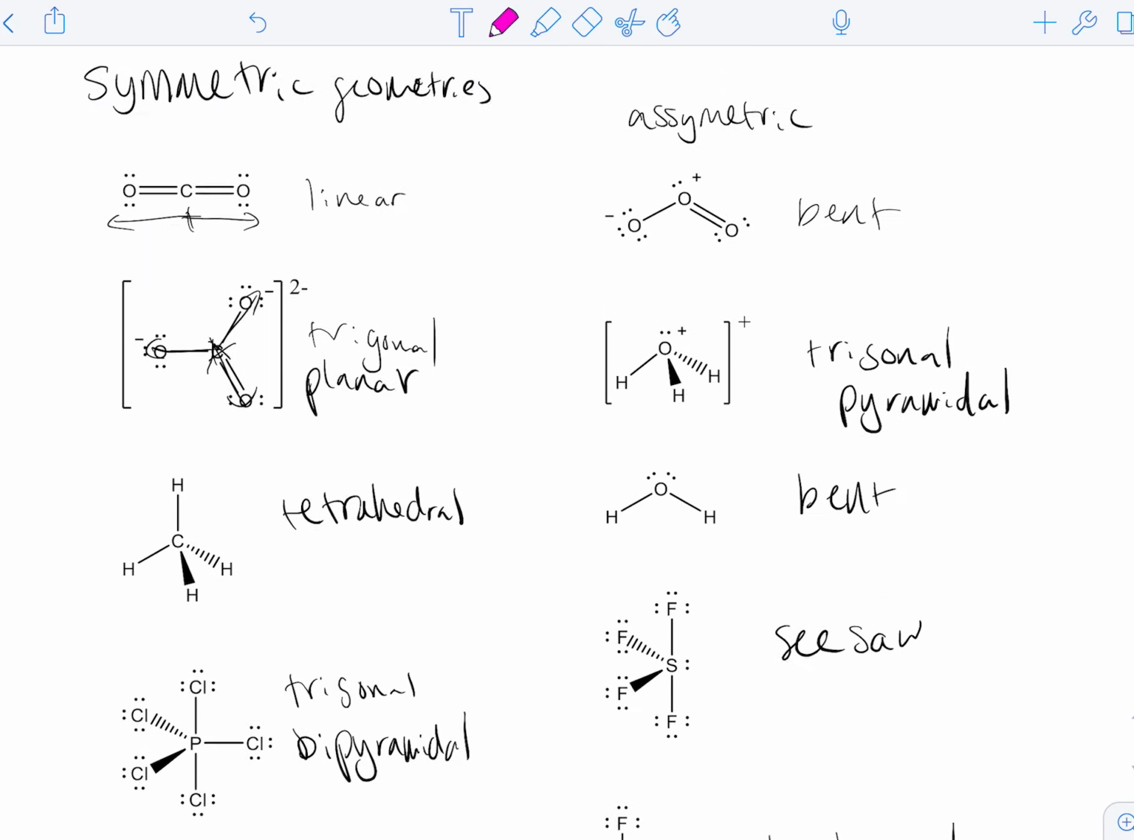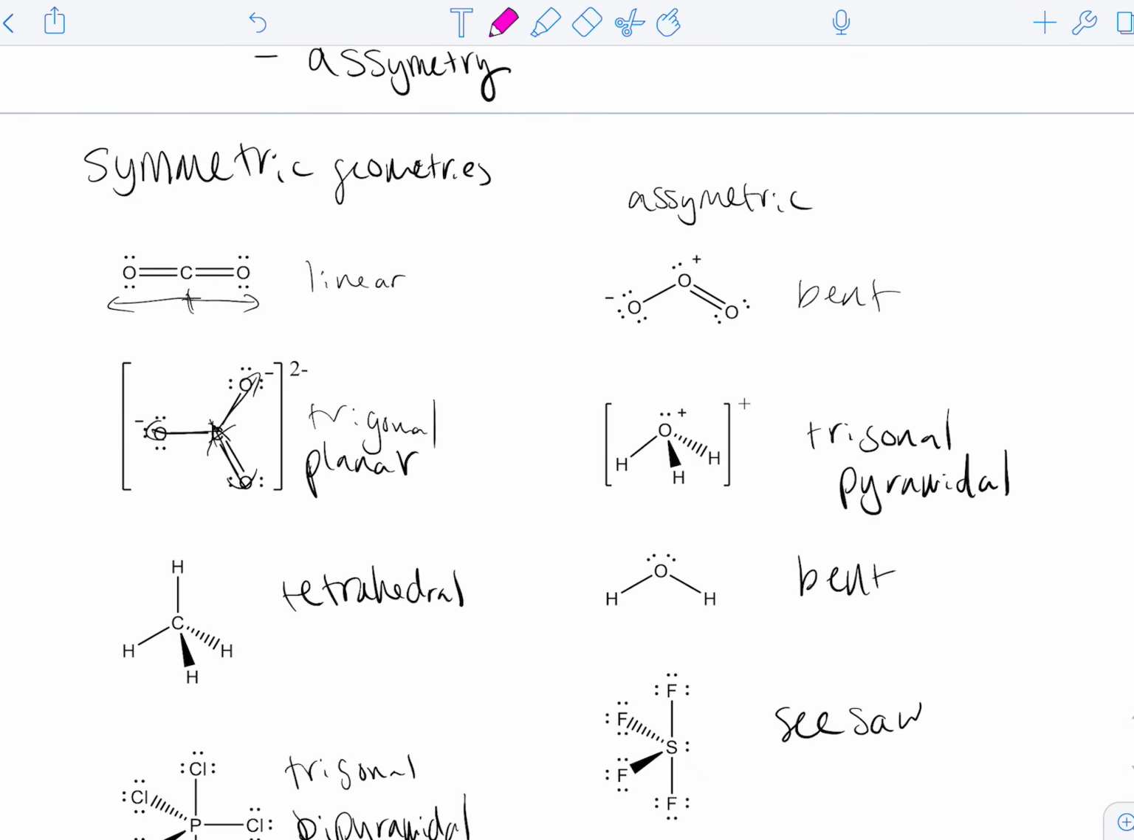And it's because we can get a dipole. Now this one is going to be nonpolar because we do not have polar bonds. It's just an asymmetric geometry.